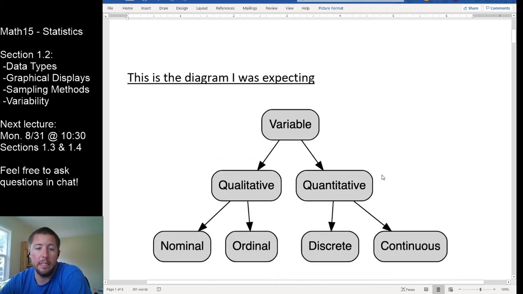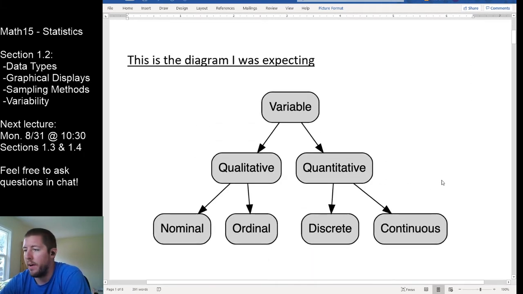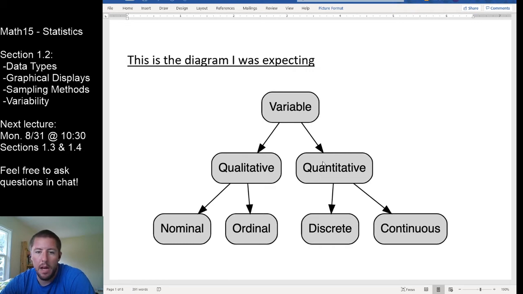So what was I expecting to see? I was expecting to see this exact diagram right here. This is stating to us that any of the variables that we are interested in discussing this semester can be broken down as qualitative or quantitative. Some other words that we might want to use here. That quantitative, actually, let me maybe just write on this document right here.